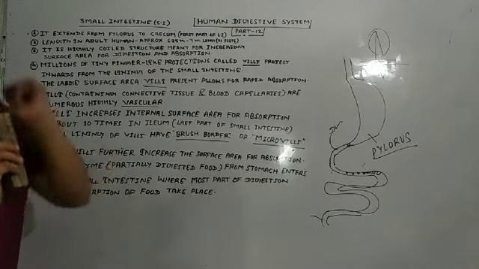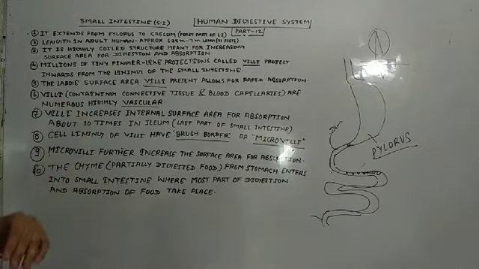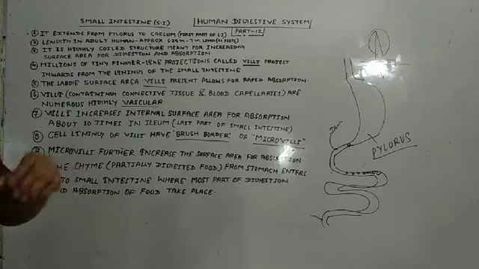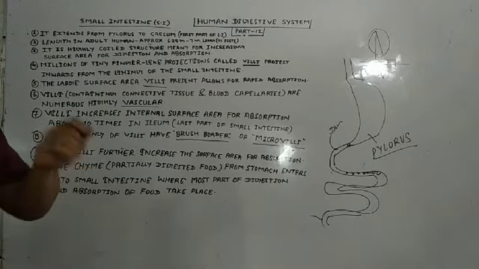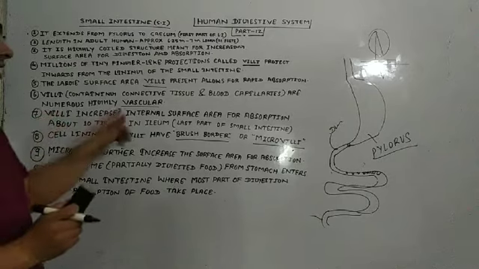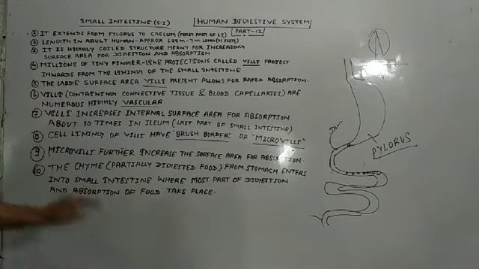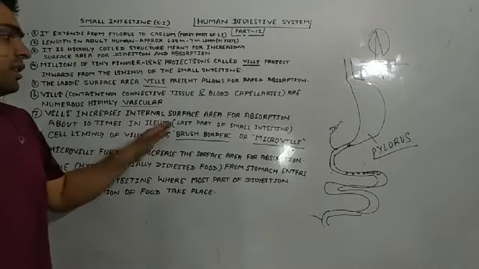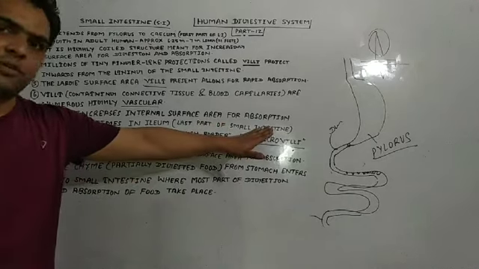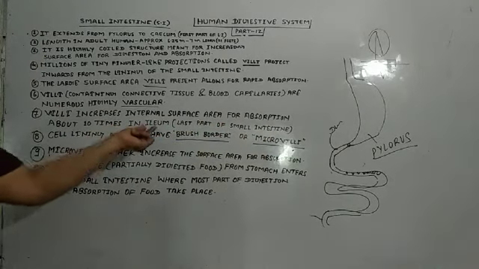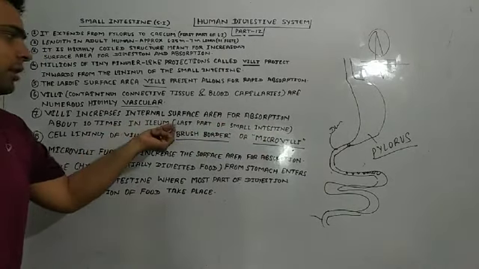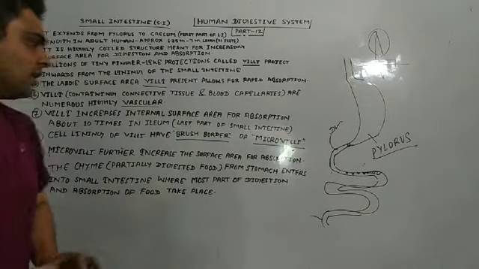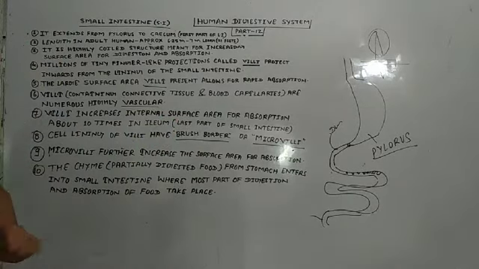How many times? 10 times. Why? Because the number of villi found here is more than in other parts of the small intestine. So villi increase the internal surface area for absorption about 10 times in the ileum, the last part of the small intestine. What is ileum? Ileum is the last part of the small intestine, so it increases the surface area 10 times more in comparison to other parts of the small intestine.